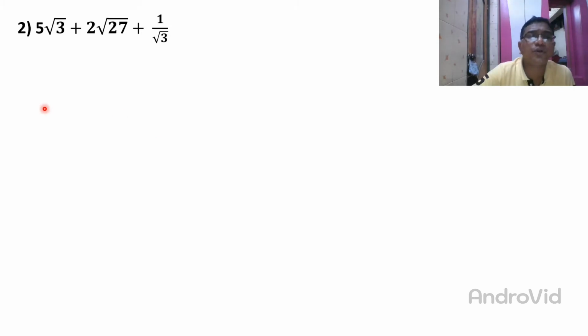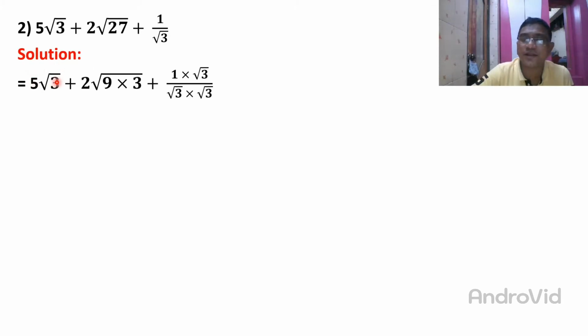5 root 3 plus 2 root 27 plus 1 upon root 3. So here is already root 3. Same surds, we want to make root 3, so we can factorize in such a way. 5 root 3 remains as it is because this 3 cannot be factorized. 2 remains as it is. 27 is factorized: 9 threes are 27. Why? Because the square root of 9 we can find out easily. So I write here 9 threes are 27. Plus remains as it is. 1 upon root 3, so I write here 1 upon root 3.